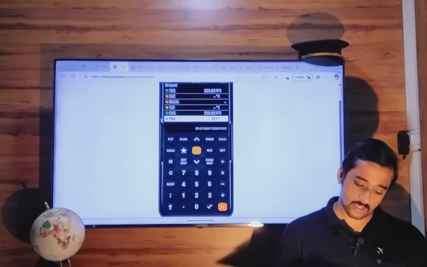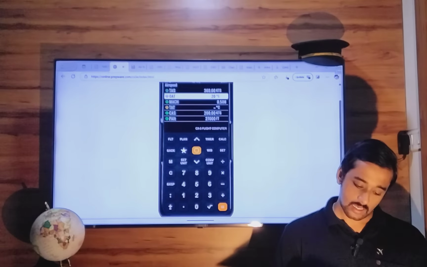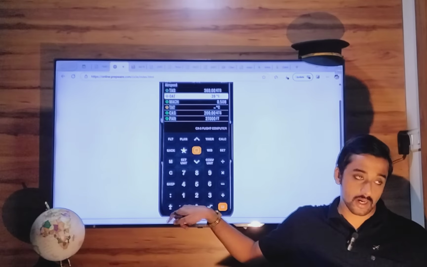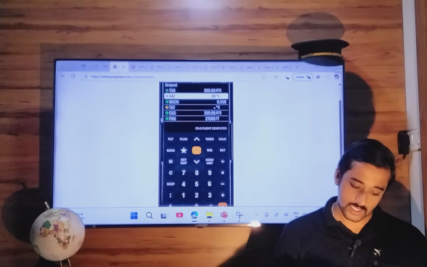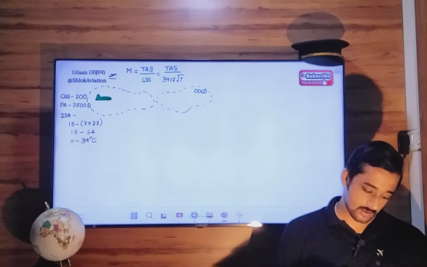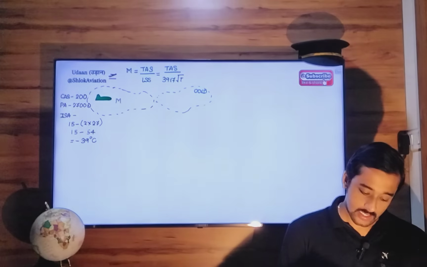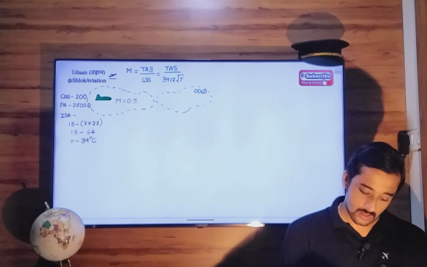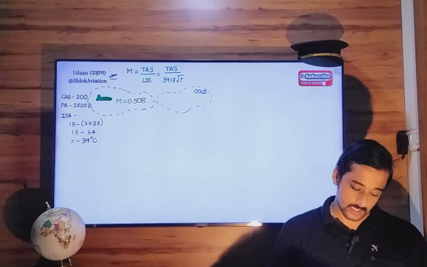Pressure altitude 27,000. And outside air temperature is minus 39. So put 39 value and then press this plus minus button. So it's minus 39. In this case, you get a TAS of 360 knots and Mach number 0.508. Okay, now from this warm air mass, your aircraft will enter this cold air mass.